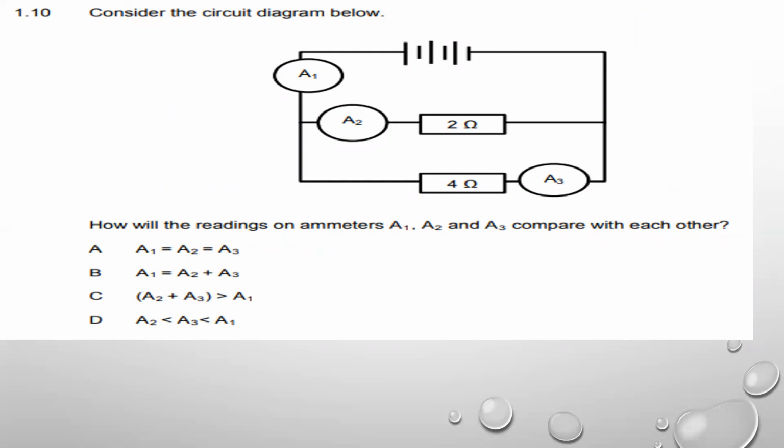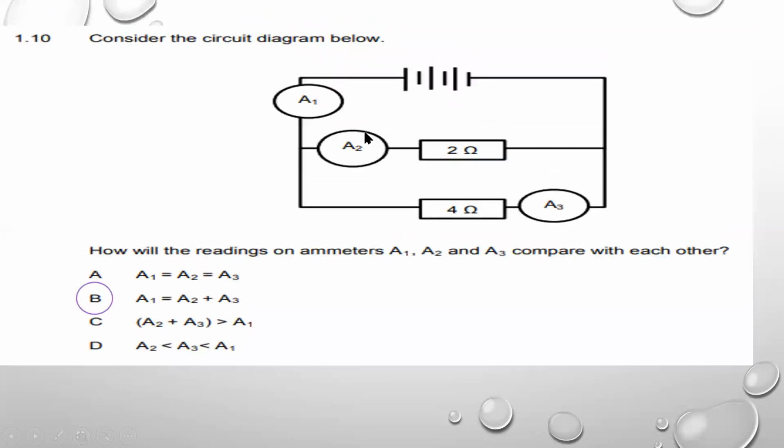What we know for parallel connection: this is our main conductor, and after this point, the resistors share currents. So A2 plus A3 gives you A1, the current on A1. We can use I1, I2 as the symbol of current also. So the reading on ammeter A1 equals A2 plus A3.